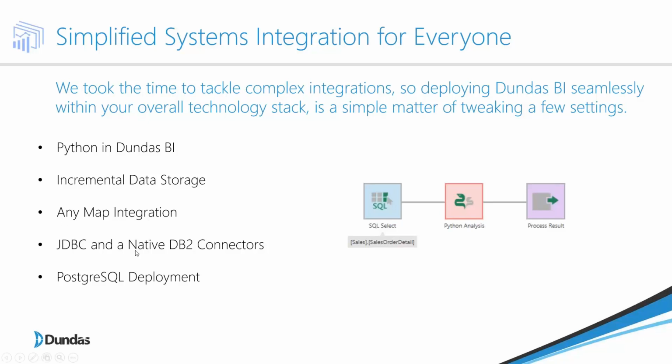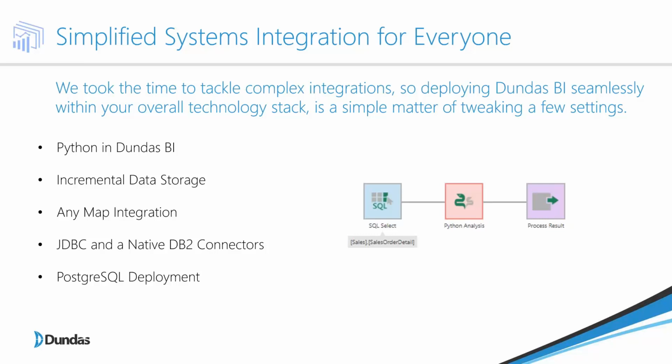The next enhancement is around connecting to new data sources, and we have two new data connections, data connectors available to you in Dundas BI 5. One is a native DB2 connector. So up until this version, users used to use ODBC to connect to DB2. Now there's a native connector for DB2.